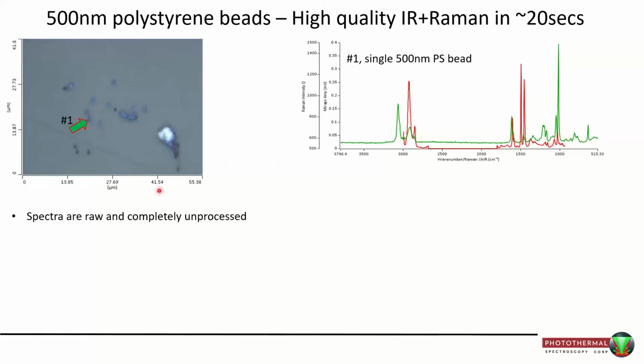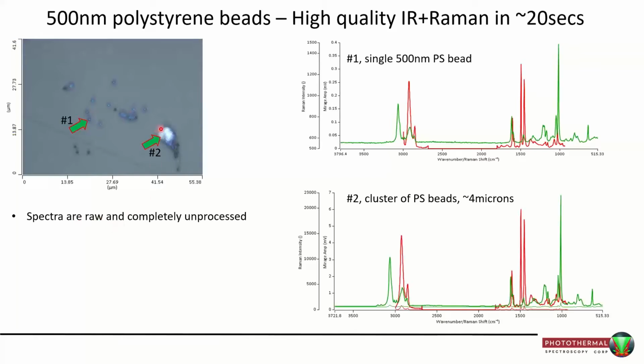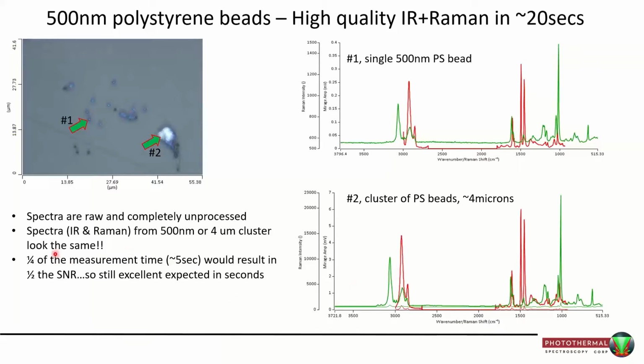These spectra are raw and completely unprocessed. If we look at a cluster of polystyrene beads, about a 4 micron cluster, the spectra look the same. I'm stressing that point because of what I said earlier about the variability you can get with spectra. With this sort of technique, the spectra are extremely reliable and repeatable. And this is a 20-second measurement. I would be confident that even with a few seconds, you'd have spectra that look almost the same.